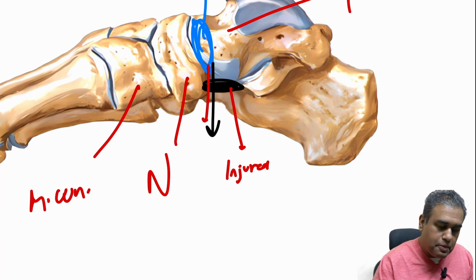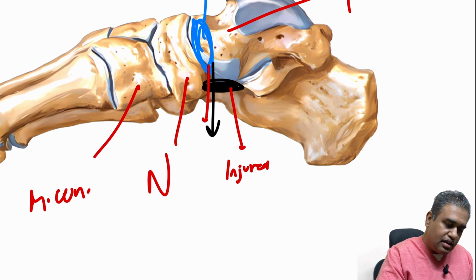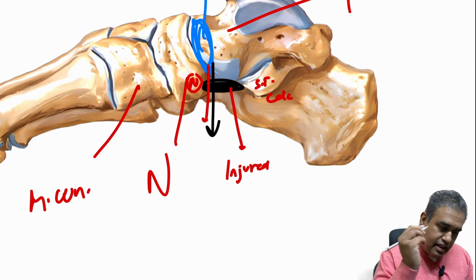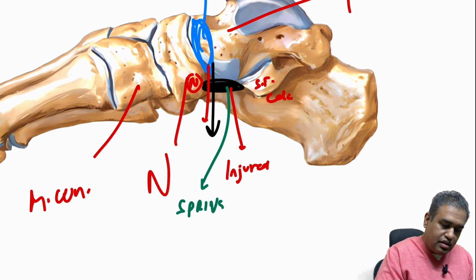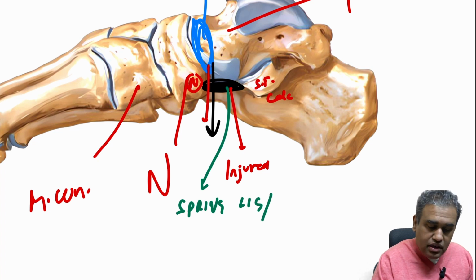What is the structure? There is a strong ligament over here which is connecting what? Which is connecting the sustentaculum tali of the calcaneum to the navicular bone over here. And what is that known as? This one is known as what? Spring ligament. Other technical name of this will be PCNL.